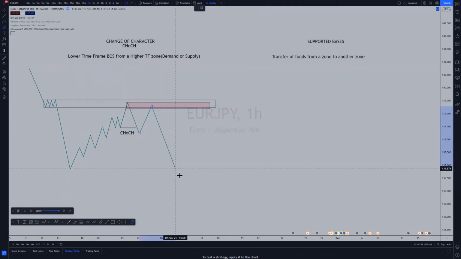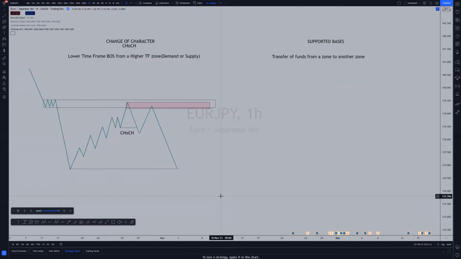And of course, if you take this trade, your stop loss should be just above this high, because this is now the supported base. You take your entry, and of course your target. For me, since price is still trending downward, this low will be a good target, because price will want to come from a lower low to maintain structure.